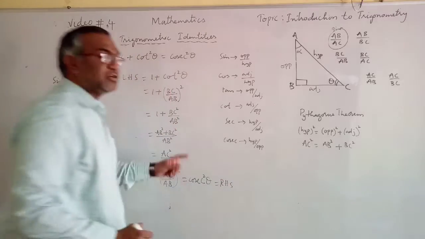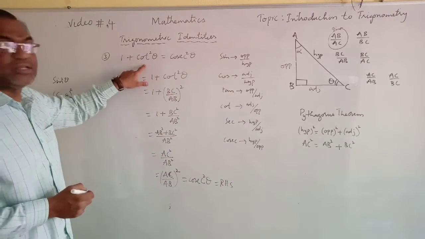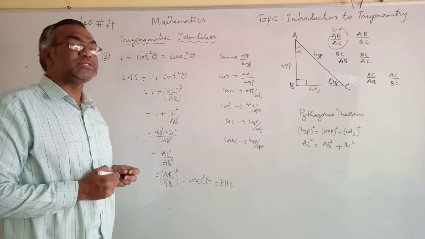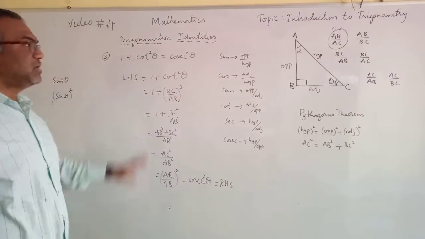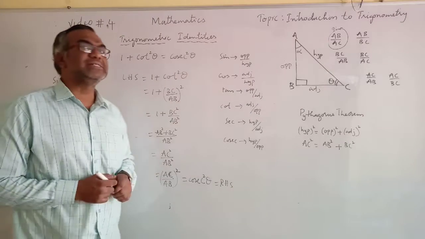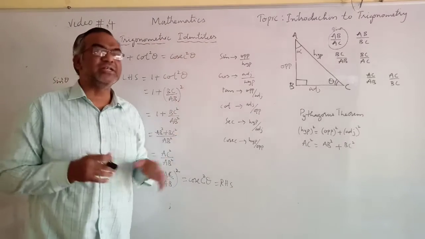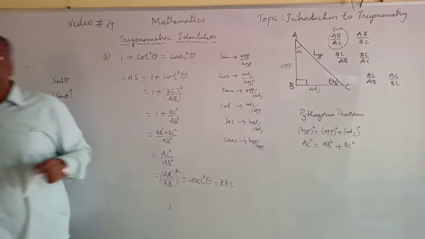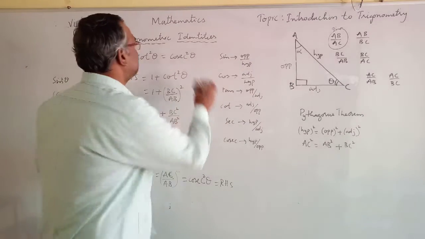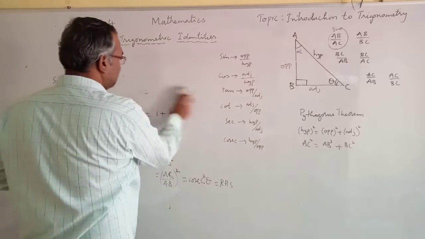This is the third identity: 1 plus cot square theta is equal to cosec square theta. So we proved 3 trigonometric basic identities in trigonometry, very important. Now, using these identities, we can make some more identities. For example, I'll show you.